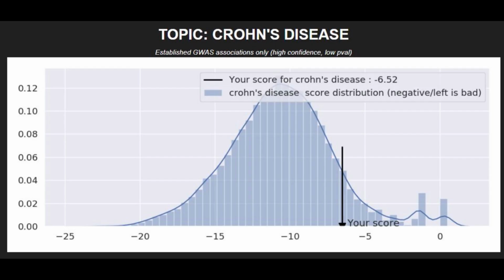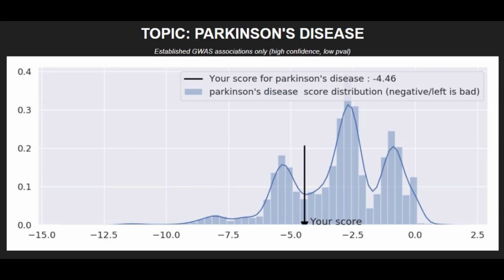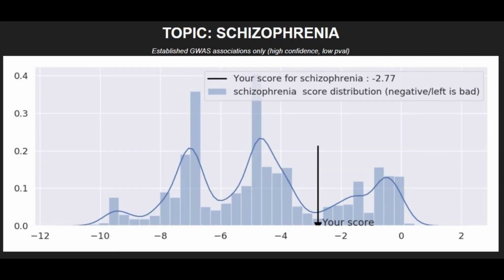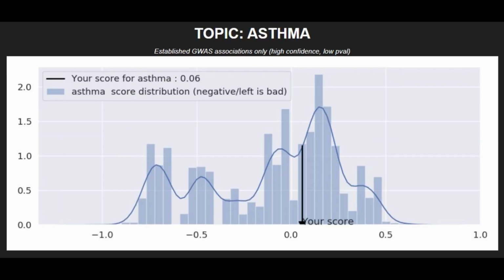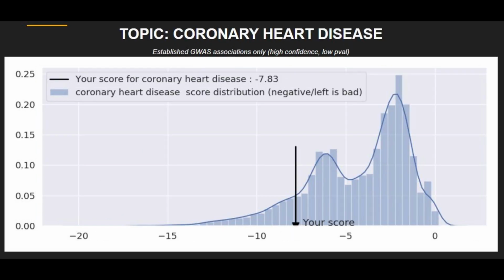When it comes to polygenic traits, she had a pretty below average risk score for Crohn's disease. She had a pretty above average risk score for Parkinson's disease. She had an average risk score for schizophrenia. She had a below average risk score for bipolar disorder. She had an average risk score for asthma. And she had a slightly above average risk score for coronary heart disease.